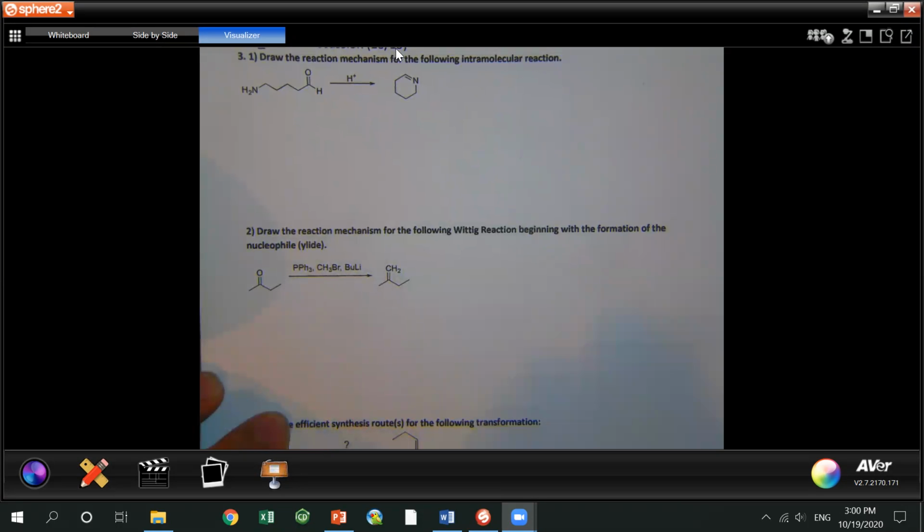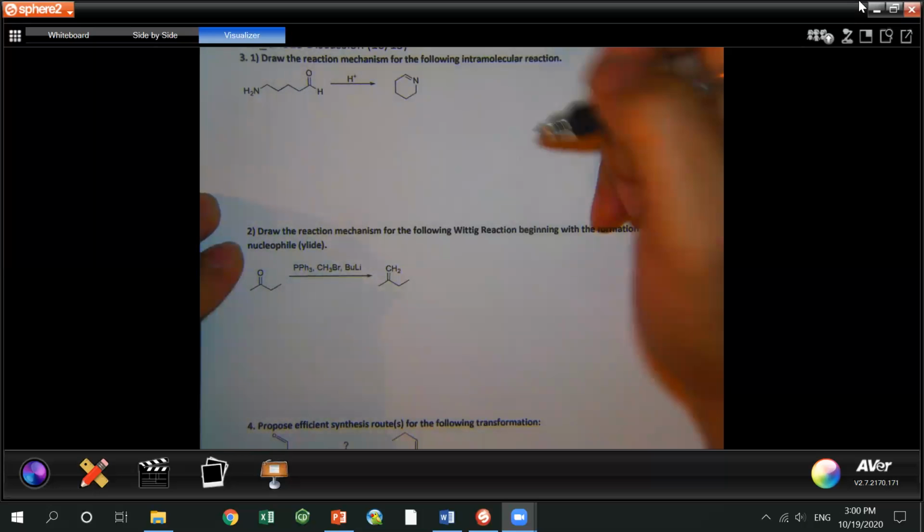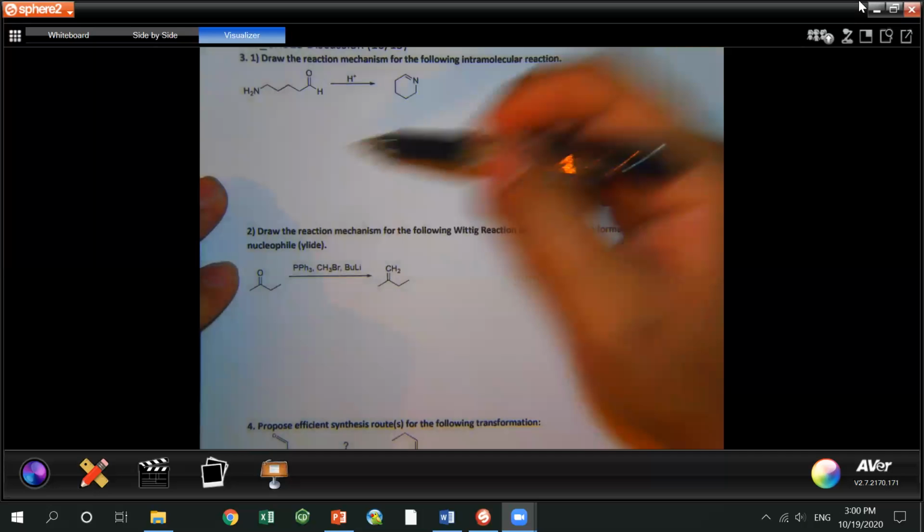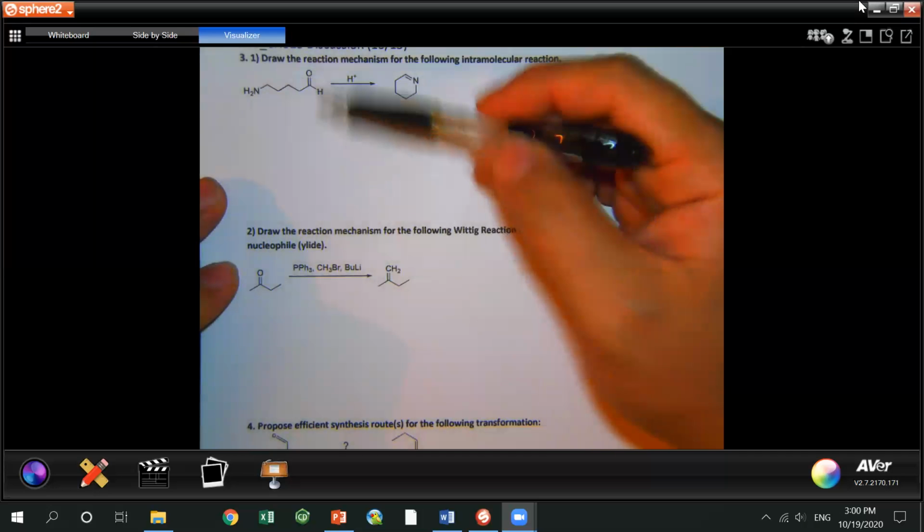Let's finish some marketing drawing questions and also the synthesis design question in the discussion worksheet first, and then we continue chapter 19. All right, so for the first one, it's an intramolecular imine formation.